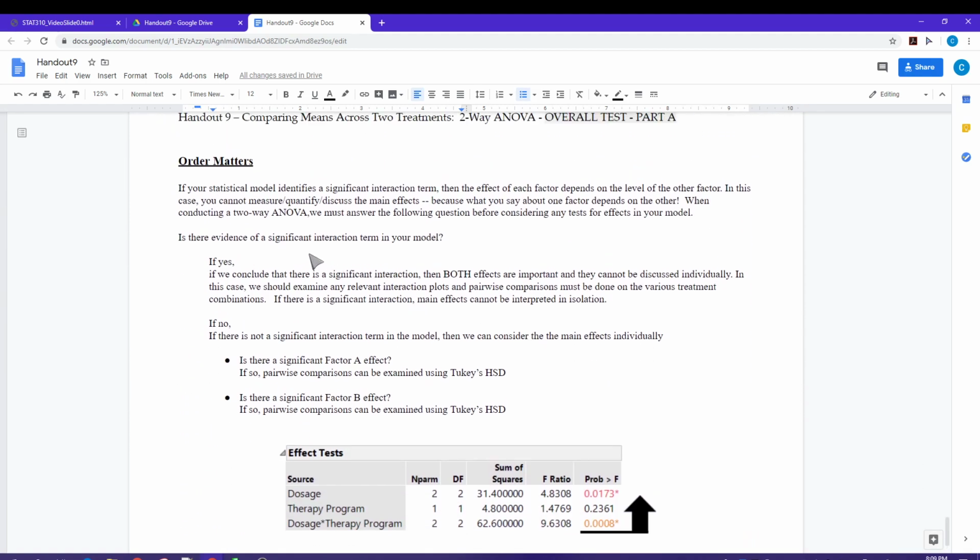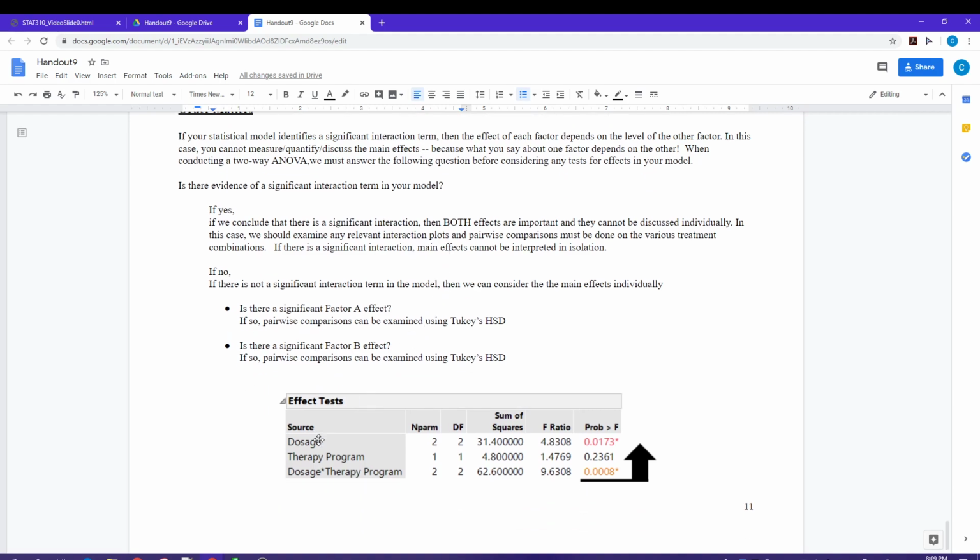Okay, one last comment. When we're doing these tests, the order matters. So what I presented up above is I started with looking at dosage, and then I went and looked at the therapy program, and then last I looked at the dosage by therapy program. In practice, we don't do that. Because again, I should not be looking at these main effects if I have a significant interaction effect.